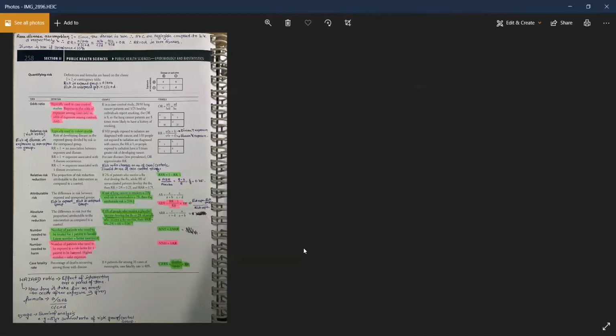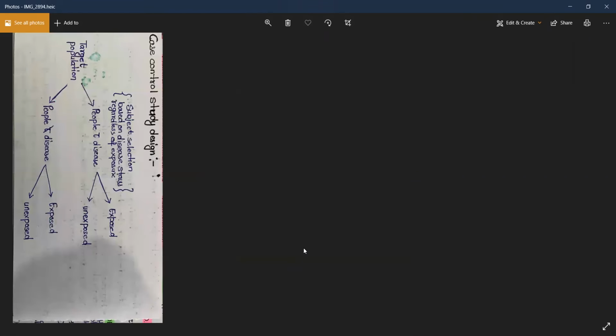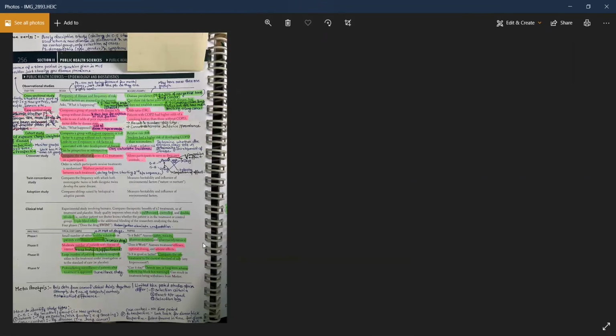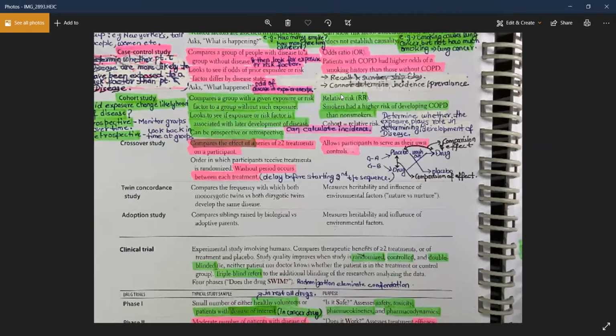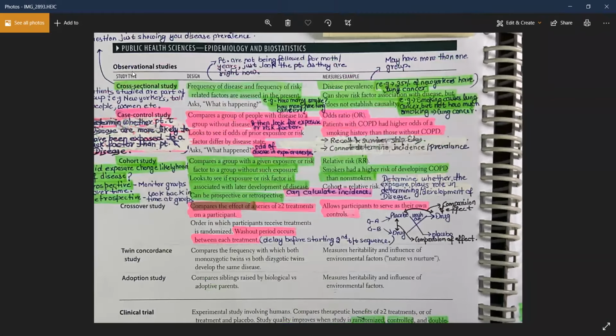And today we will discuss the types of study designs. Okay, we will discuss the observational studies. You need to know that 2 types of studies exist. One is the observational studies, and second is the experimental studies. Okay, the observational studies include the cross-sectional study, the case control study, the cohort study, and the twin concordance study. Okay, in case of experimental studies, we have the crossover study and the clinical trials.